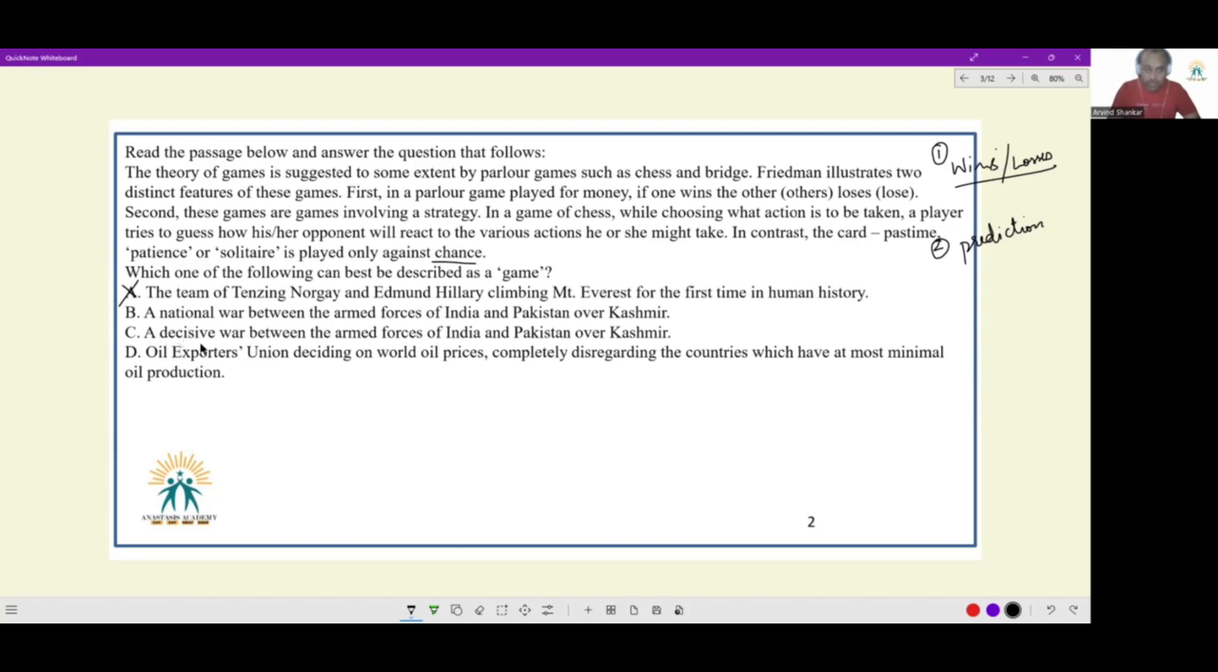Option C, a decisive war between the armed forces of India and Pakistan over Kashmir. Now see, B and C options are very, very similar, except for the second one.